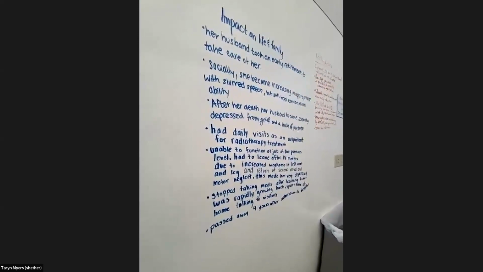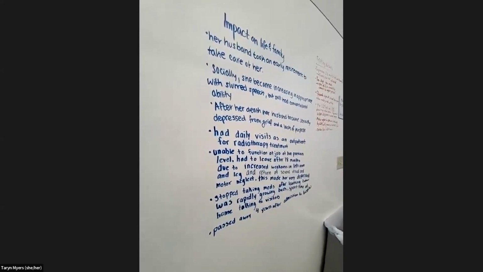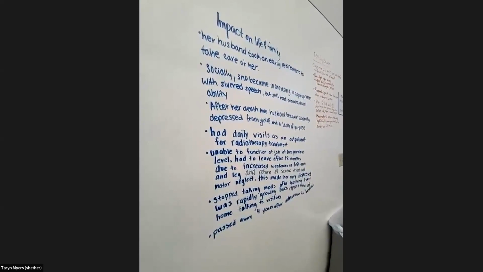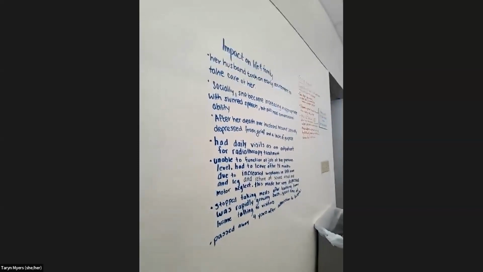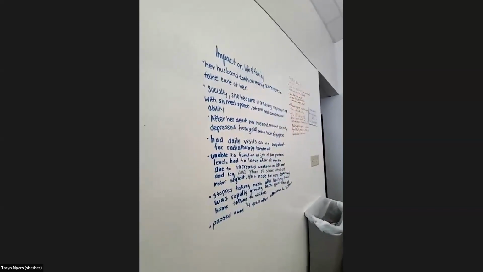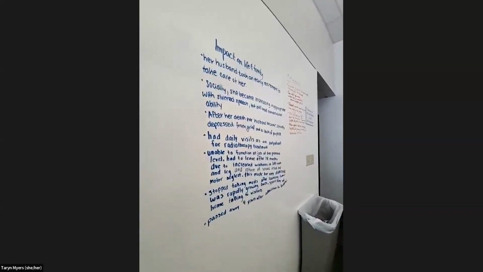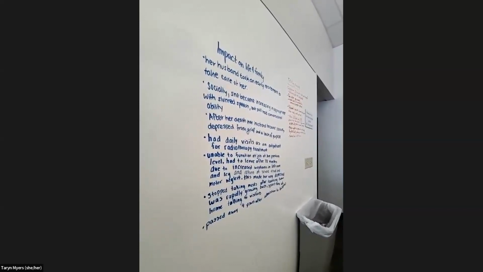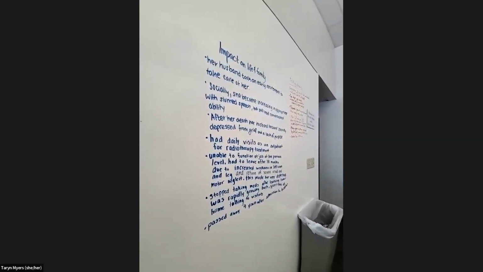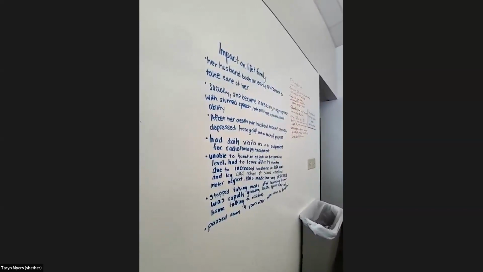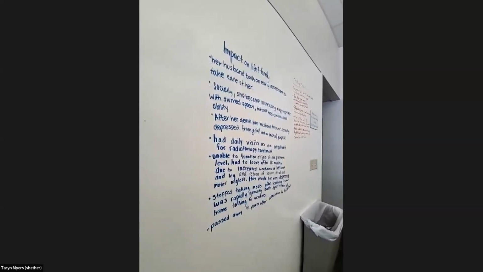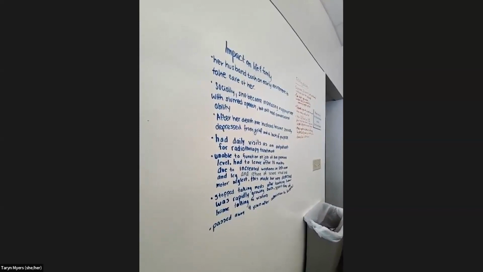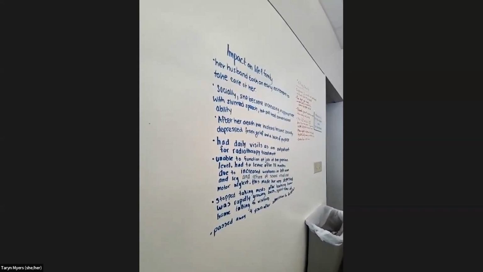She had slurred speech, but still had conversational ability. And then after her death, her husband became seriously depressed from grief and a lack of purpose. And then the impact on her life, she had daily visits as an outpatient for radiotherapy treatment, and she was unable to function at her job at her previous level. She had to leave after 18 months due to the increased weakness in her left arm and leg and return of severe visual and motor neglect. And then that made her very depressed. And then she stopped taking her meds after learning that the tumor was rapidly growing back, and spent most of her time at home watching TV and talking to visitors and family. And then she ultimately passed away 4 years after she was first admitted to the hospital.